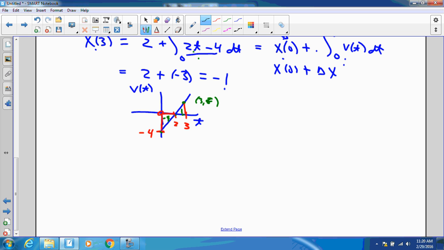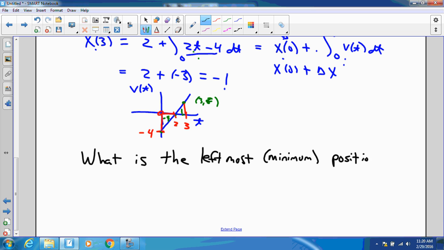Now let's ask a more interesting question. And that question is going to be, what is the leftmost, that is the minimum position of the particle? What is the leftmost or minimum position of the particle? Now there's no domain given, so what domain is implied? What's the smallest time that I could possibly have? 0 probably. And what's the largest? Infinite. Right. So our domain is implied here for t's greater than or equal to 0.